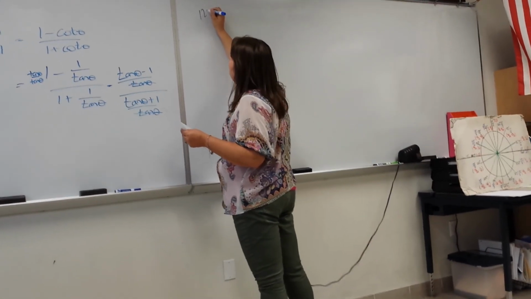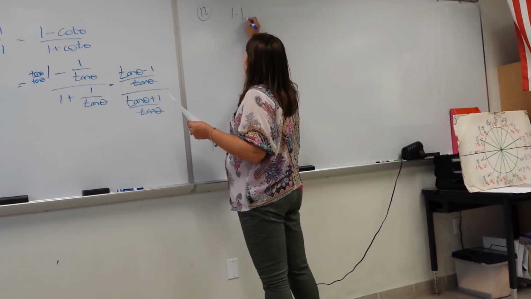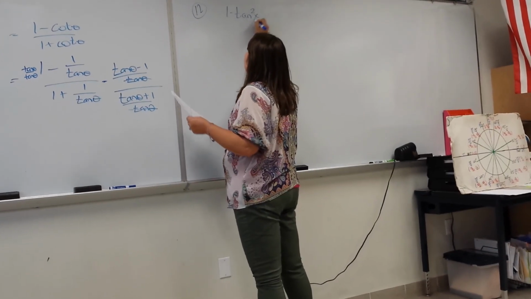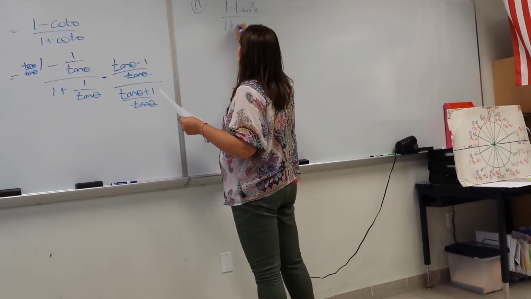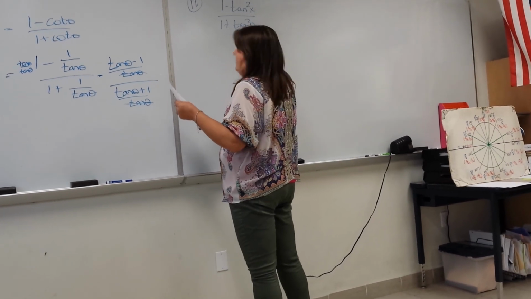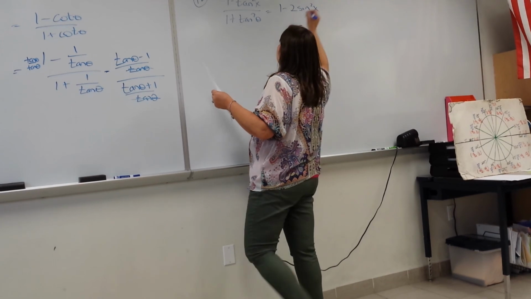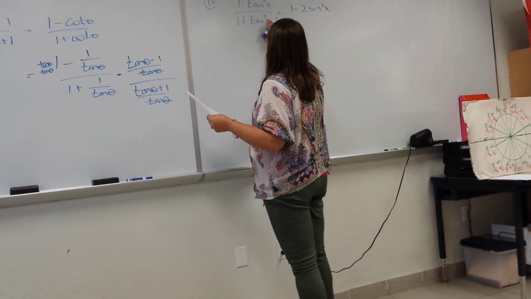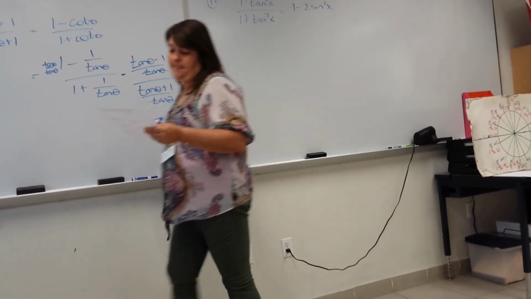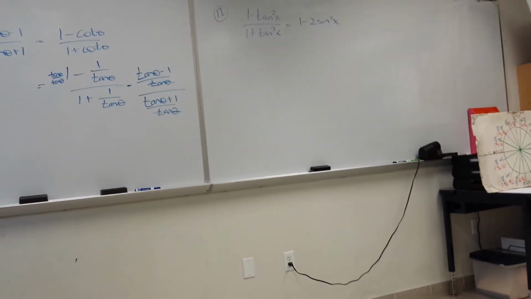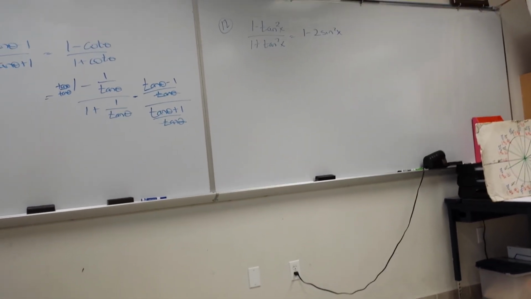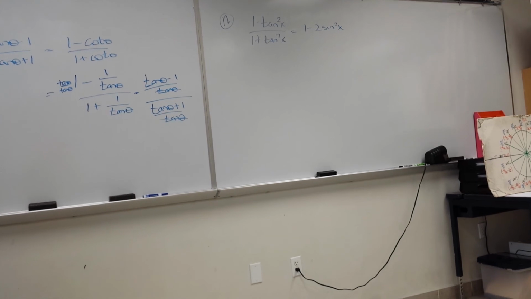So 12: 1 minus tan squared over 1 plus tan squared equals 1 minus 2 sine squared. Okay, I've got x's and thetas everywhere. What do you think? Left side. I agree.